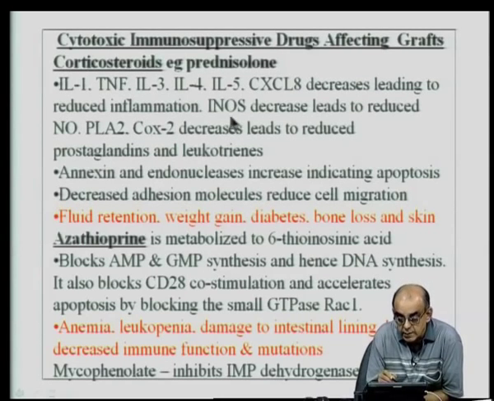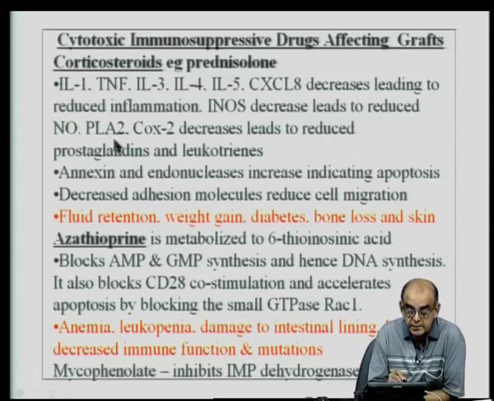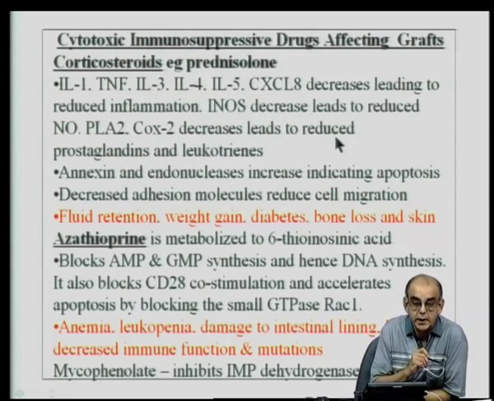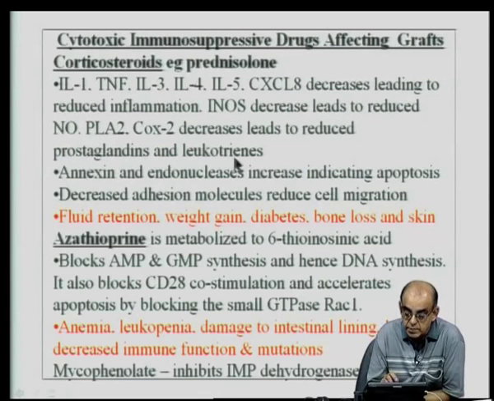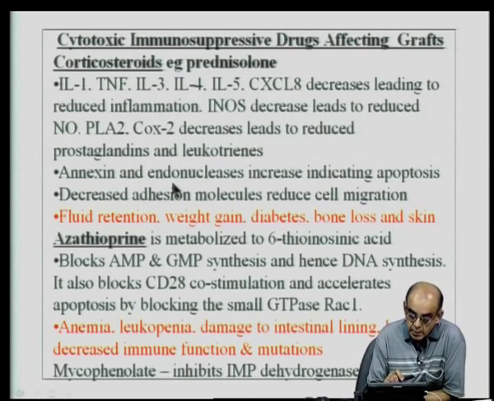Another molecule called iNOS, nitric oxide synthase, also decreases when corticosteroids are injected. This leads to decreased NO production and therefore decreased inflammation. In addition, PLA2, phospholipase A2, and cyclooxygenases all decrease when corticosteroids are injected, and it leads to reduced prostaglandins and leukotrienes, and therefore decreases the ongoing inflammatory response against the graft.